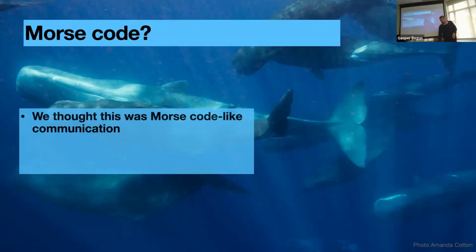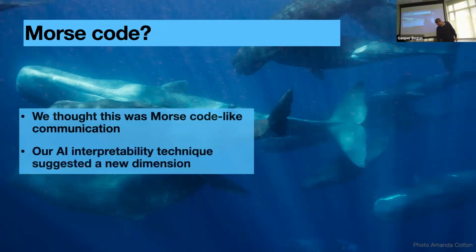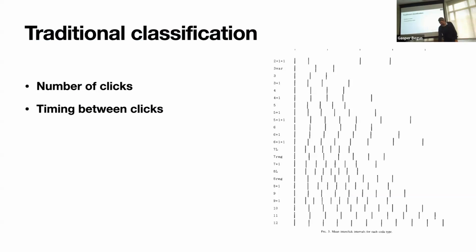How do they generate the clicks? We'll get there. For the longest time, this was considered to be a Morse code type communication system. And our AI model, our baby language learner, said, no, there's more to it. Traditionally, we thought that the number of clicks matters and their timing, right? So whether click, click, click, click, click, or click, click, click, click, click. And there are several types of code they have.